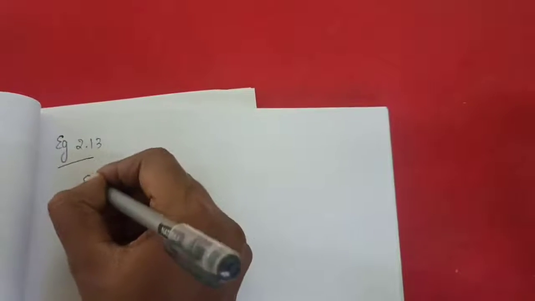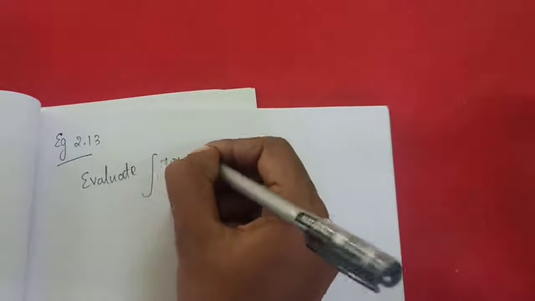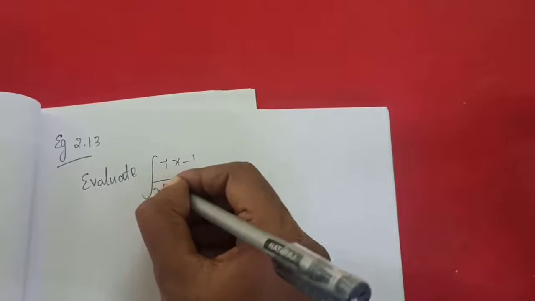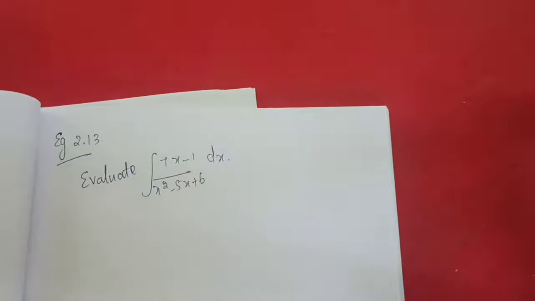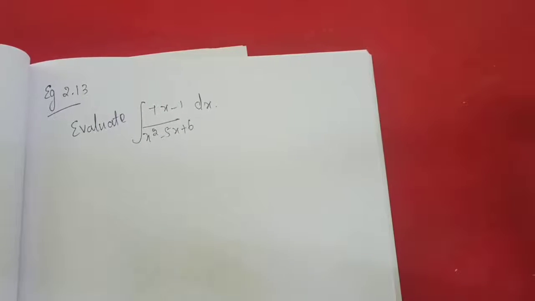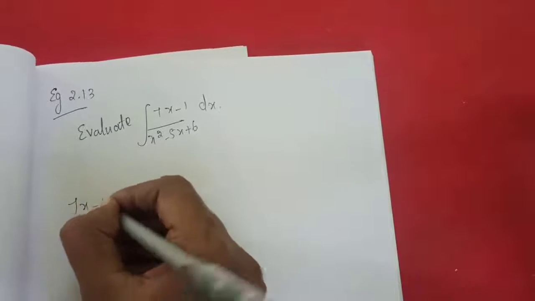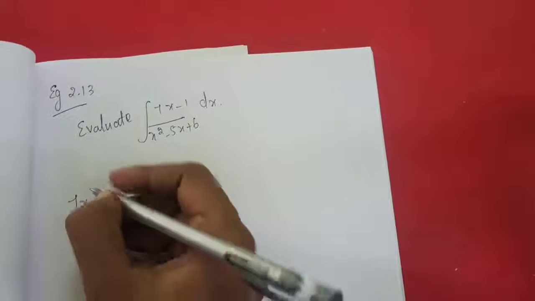Example 2.13. Evaluate integration of 7x minus 1 by x square minus 5x plus 6 dx. Now we will use partial fraction here. Last year you have learned partial fraction, so we are going to use the partial fraction. How will you do it like this? 7x minus 1 by x square minus 5x plus 6. So this one separately by partial fraction.